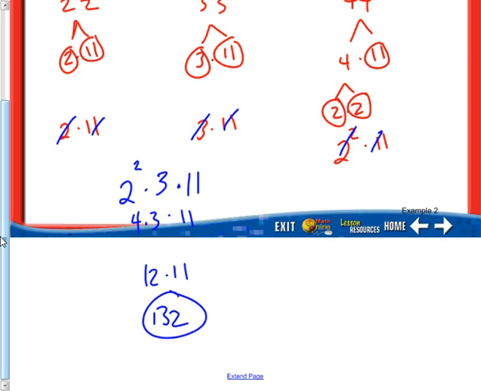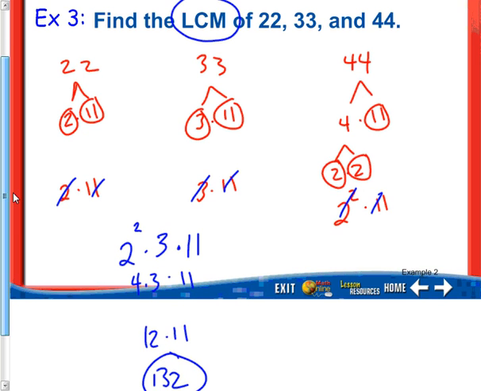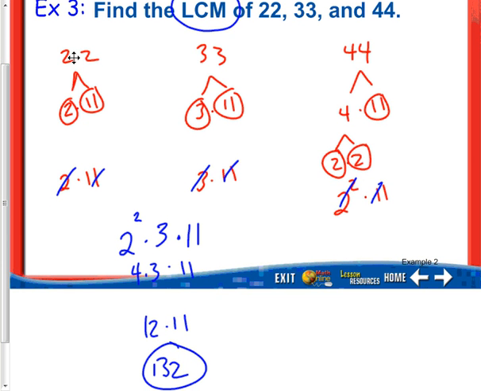So when looking at these three numbers, it would have taken me quite a while to list all the multiples of 22 to get all the way up to 132. It would have taken me quite a while, and then I would have had to do it with 33 and 44, and so that just takes up a lot of time and a lot of space on paper.